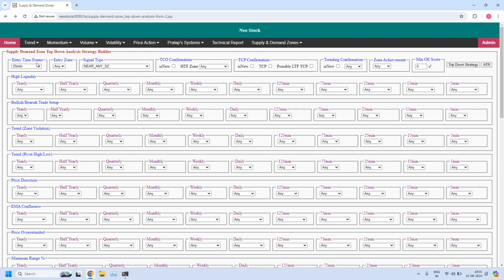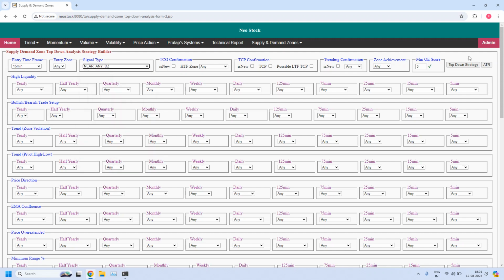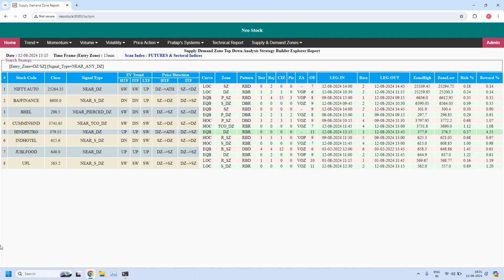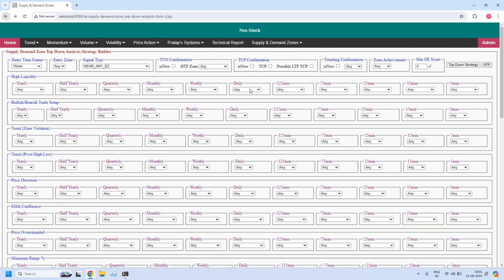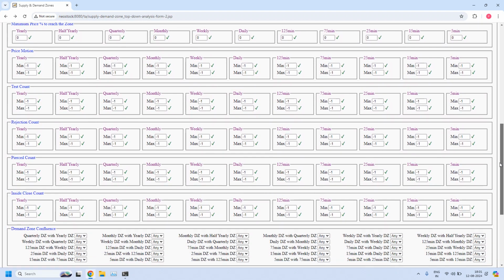The next time frame is 15 minutes. Let us find the stocks near 15 minutes demand zone. 8 stocks are filtered near to the 15 minutes demand zone. Let us identify how many of these stocks are having confluence with ITF time frame. 15 minutes is LTF, ITF is 75 minutes. So I am looking for demand zone confluence for 15 minutes and 75 minutes.